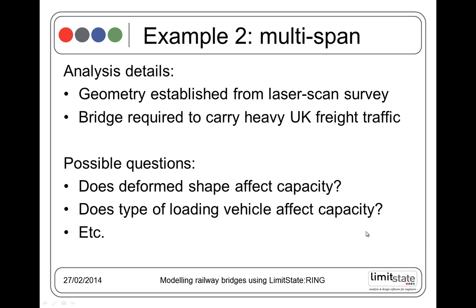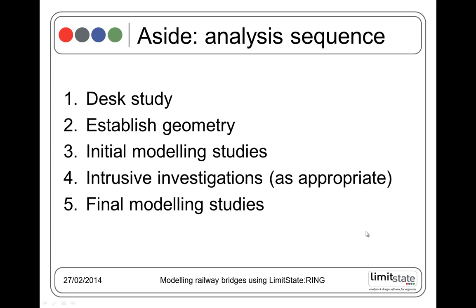Just as a quick aside, an analysis sequence that seems to work very well is to do a desk study, establish the geometry so get good survey data, then do some initial modeling studies to find out what the key features are which appear to have an influence on the outcomes of the assessment, and then if necessary carry out intrusive investigations prior to final modeling studies.